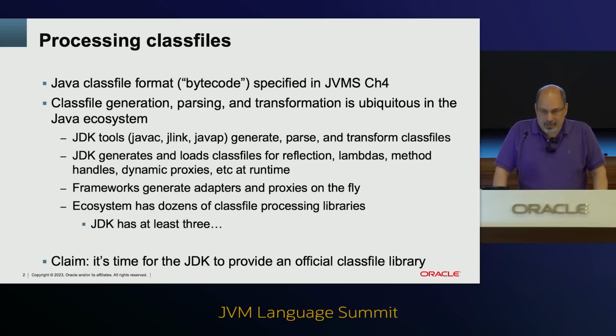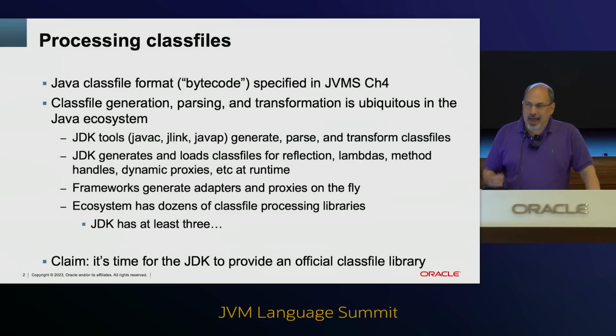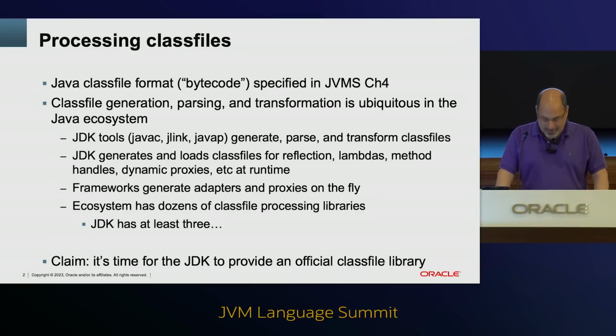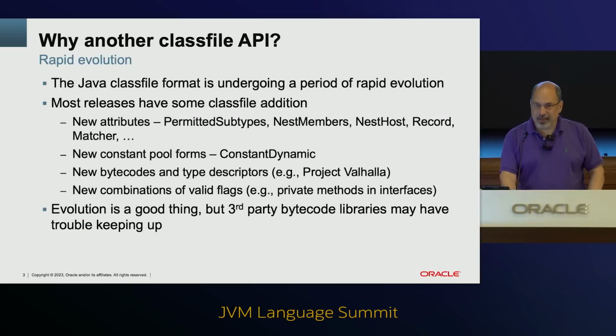And there are probably several dozen class file processing libraries out there in the ecosystem. And in fact, in the JDK, we actually, embarrassingly, have three. We have a fork of ASM, which is the primary one that we use. There is a special purpose library that's used by the compiler and JDK tools, which we'd like to eventually replace. And there's also a fork of BCEL somewhere in a fork of Xerces or something like that. And so, ideally, we could get these three down to one. And so my claim is it's long past time for the JDK to provide a class file API. So, okay, let's try to justify that claim. Why are we doing this?